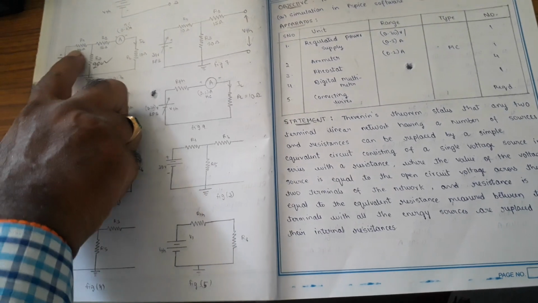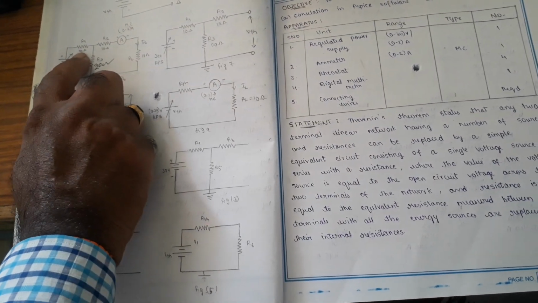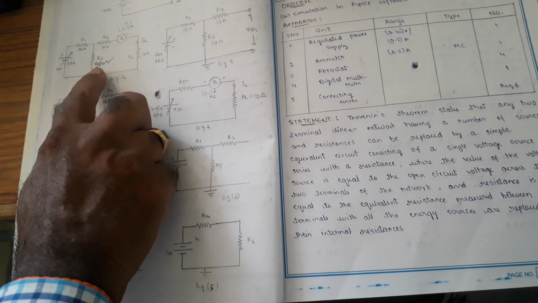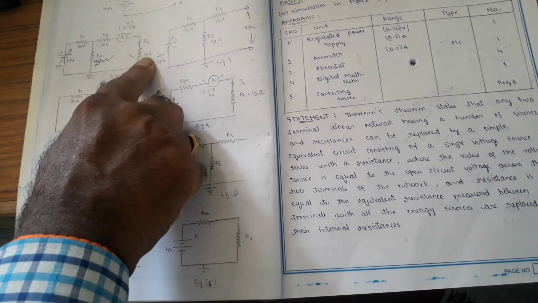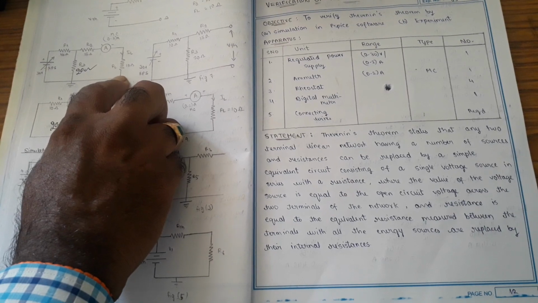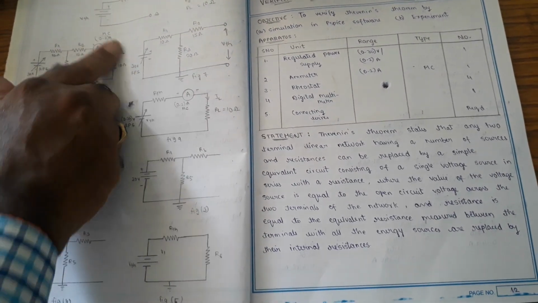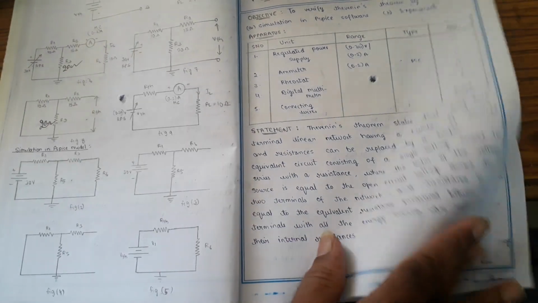According to the circuit diagram, R1 is equal to 10 ohms, R2 is equal to 15 ohms, R3 is equal to 20 ohms, and the load resistance RL is 10 ohms. Our aim is to find the current flowing through the 10 ohm resistor. The connections are given in this circuit. Then we do the calculations.